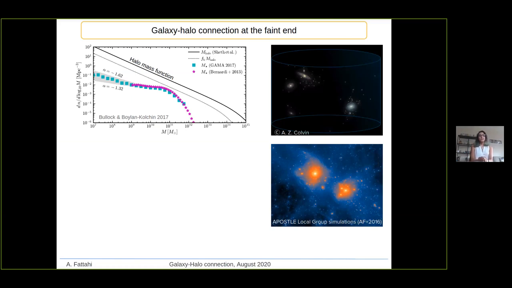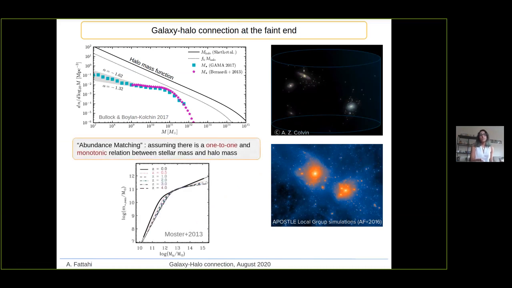I don't need to motivate a lot why we care about this low mass end. That is where the halo mass function is quite steep, but the stellar mass function doesn't seem to be very steep. So it looks like the universe is relatively empty when we look at the dwarf regime, but there are lots of subhalos, or smaller dark matter clumps, that we want to know how to map into each other.